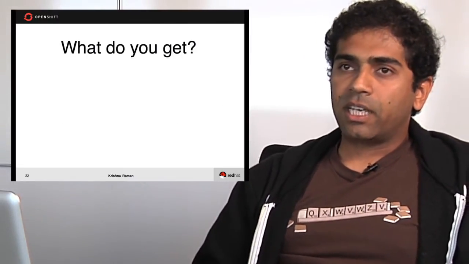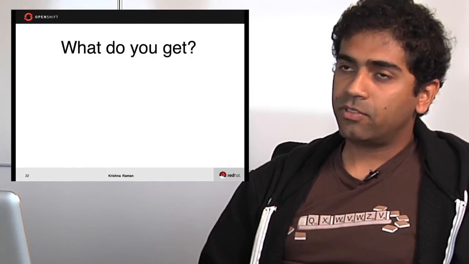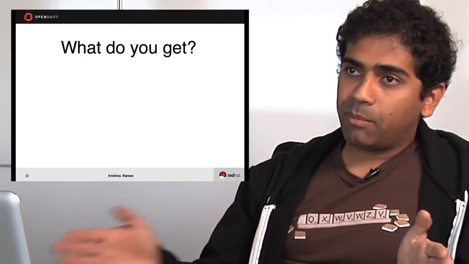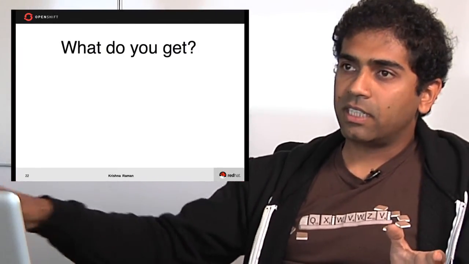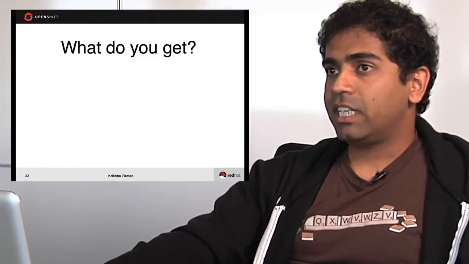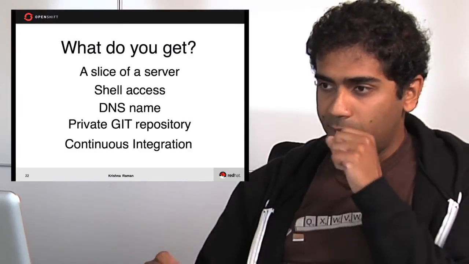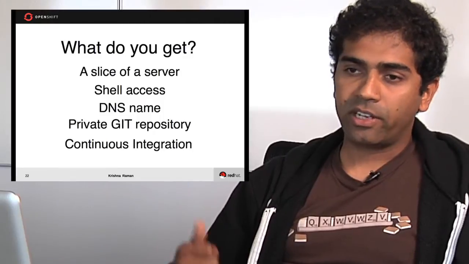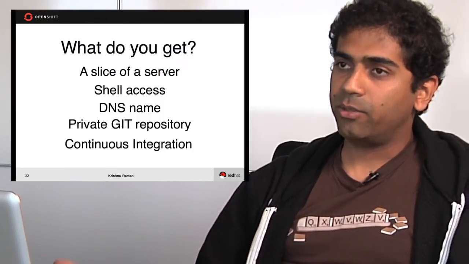Once you've created this application, you get a bunch of different resources on the system. The first one is a slice of the server. This is basically a container which limits the amount of CPU and memory that the application can utilize. Whenever you scale up or down, you get multiple instances of these containers, and the application can scale that way. You can also SSH into any one of these containers, and you basically have shell access. You can look at everything that's going on in there. You can run ps, or if you want to debug, you can do that as well.